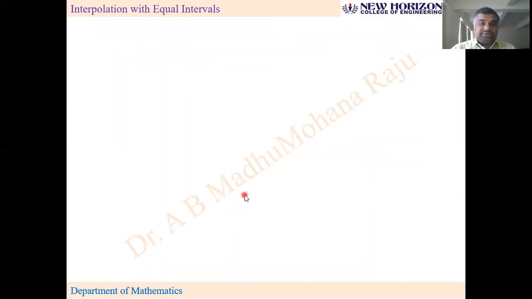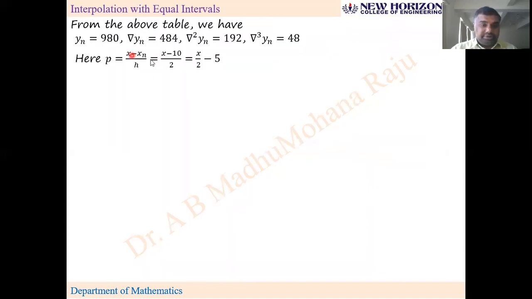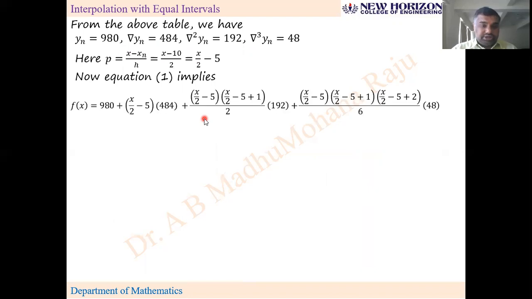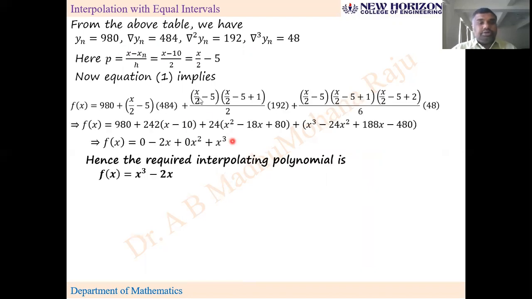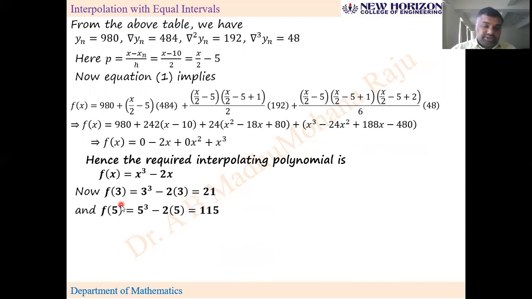List out the down diagonal values and calculate p. Here for the polynomial, x is just x only. X by 2 minus 5 is there. Now equation 1 implies substitute here. See, p value x by 2 minus 5 came, so it is a little bit difficult to simplify. Suppose if you take the forward interpolation formula, x naught will become 0, so only x by 2 will come, minus 5 won't come. Otherwise the minus 5 simplification will be a little bit difficult. So f of x equal to x cube minus 2x. Whichever formula you use, you will get the same polynomial. No change in it. Then it is asked to find f of 3, f of 5 and f of 7.